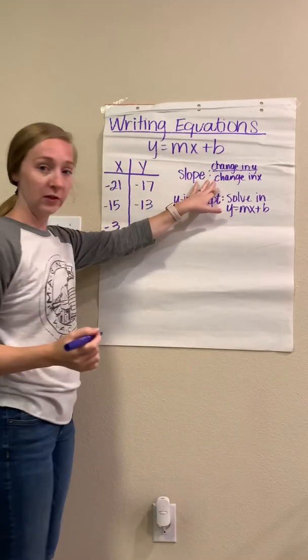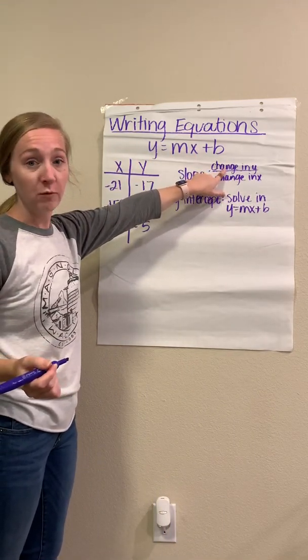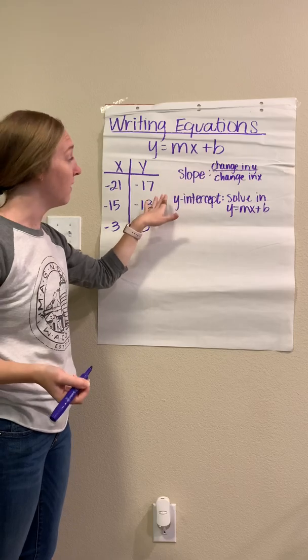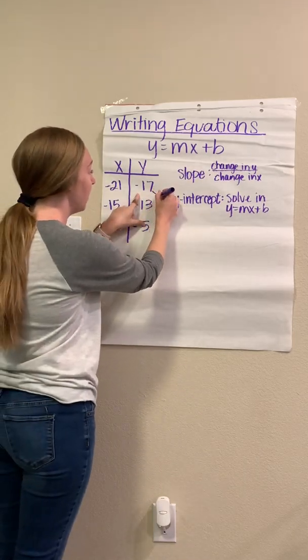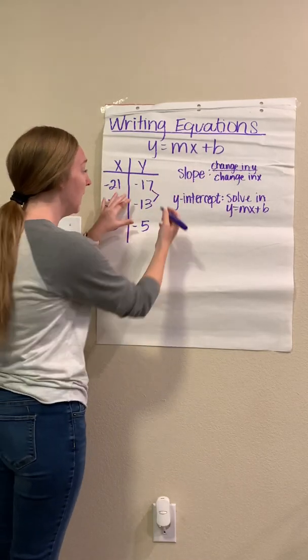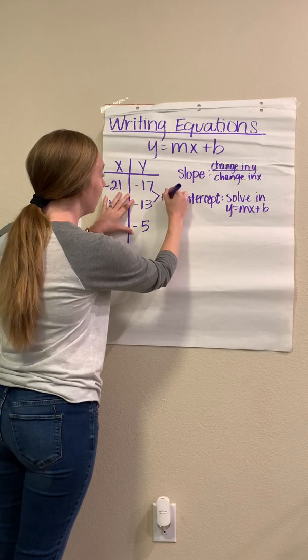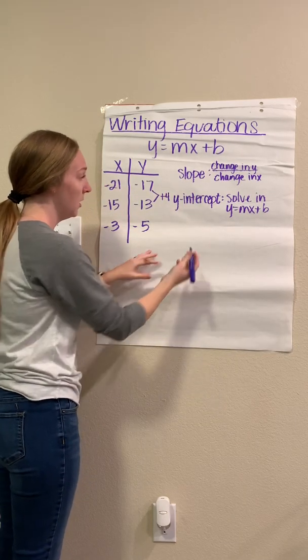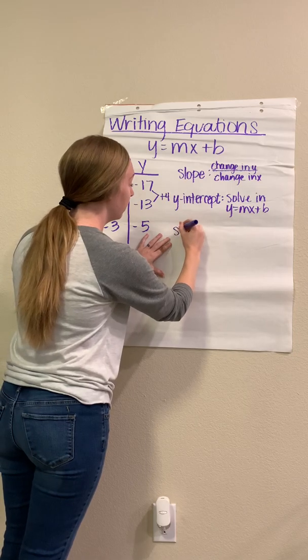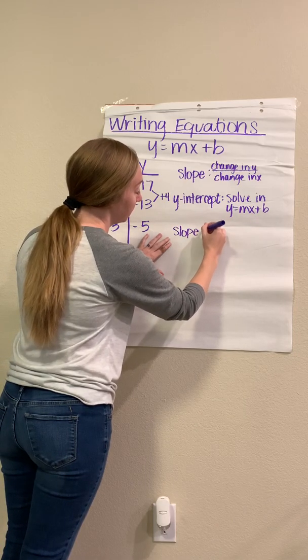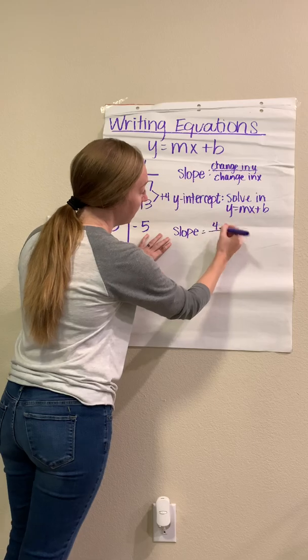So let's start with our slope. Since our numerator is change in y, we're going to start by determining how our y values are changing. To get from negative 17 to negative 3, I can see that they are adding 4. So for our slope, our numerator is going to be 4.